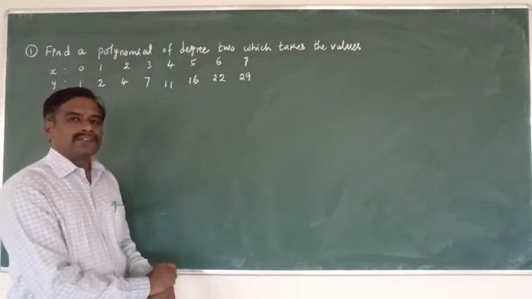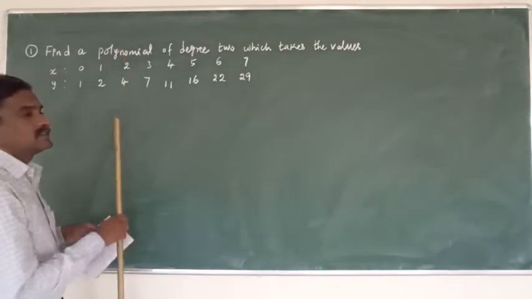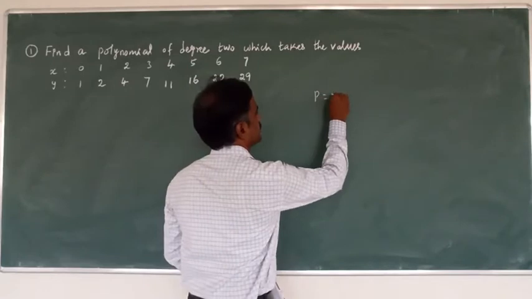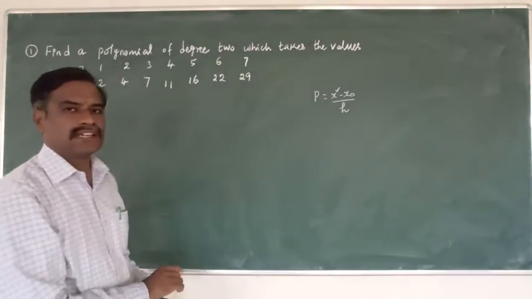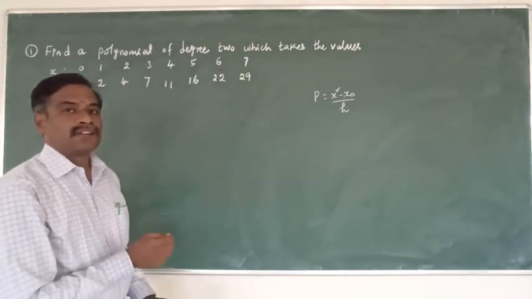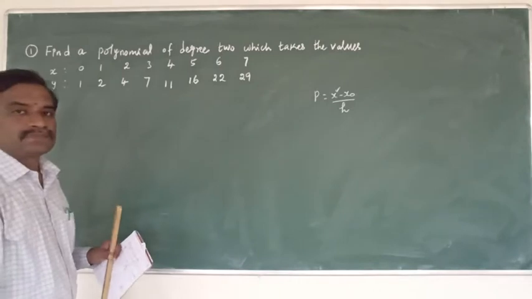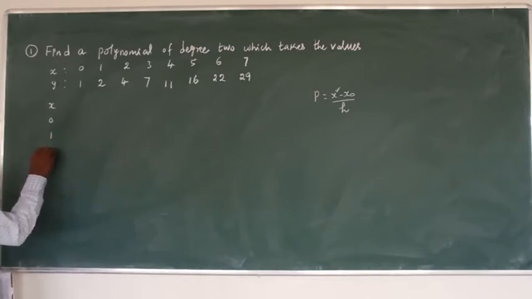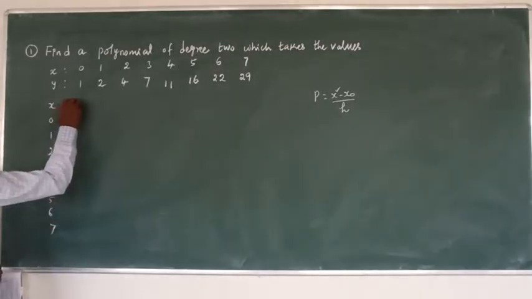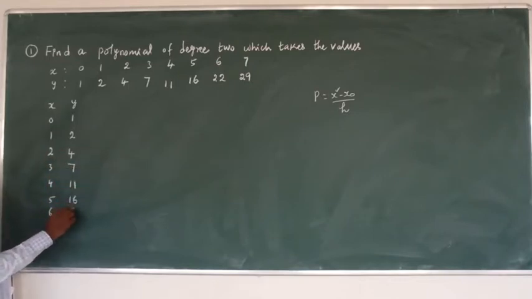Usually an x value is given to find the corresponding y value. But in a polynomial, p should be equal to (x minus x naught) divided by h. Here we substitute x itself, then only will we get the polynomial equation. Okay, first x: 0, 1, 2, 3, 4, 5, 6, 7, and corresponding y values: 1, 2, 4, 7, 11, 16, 22, 29.